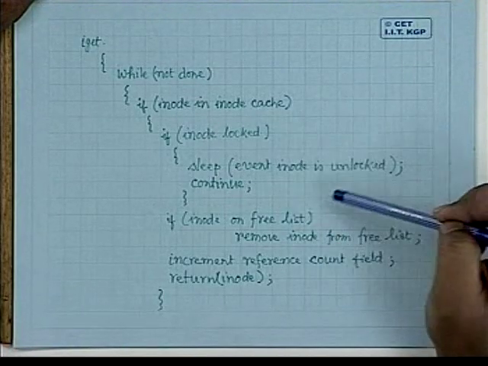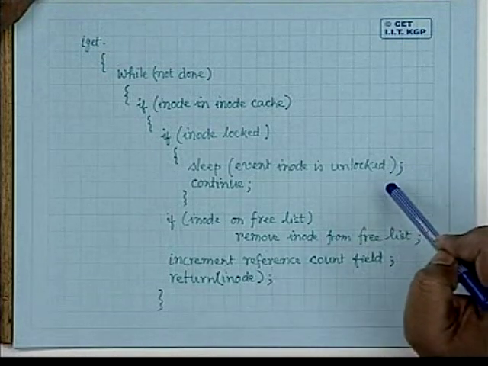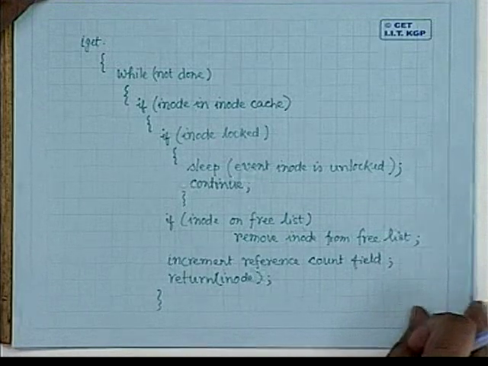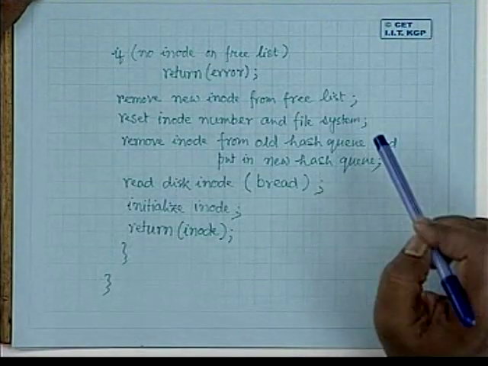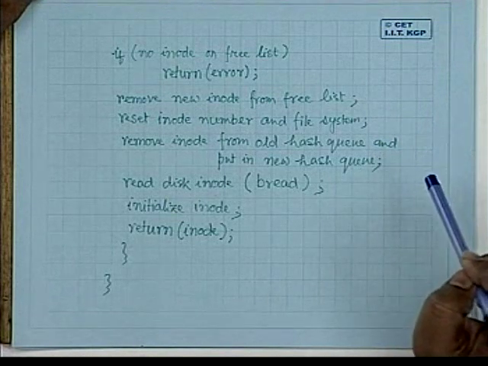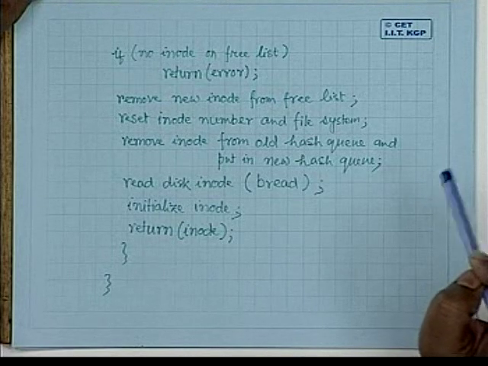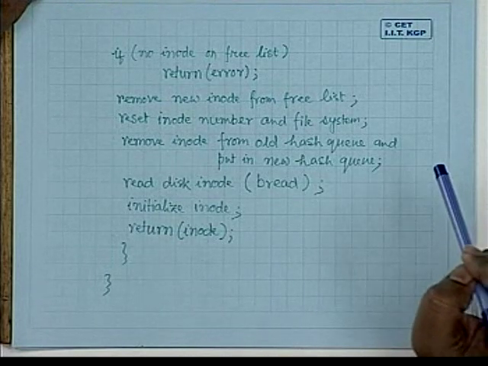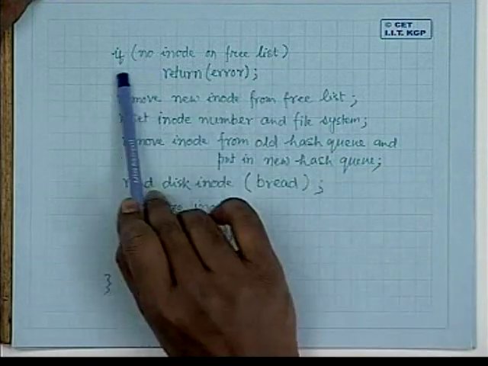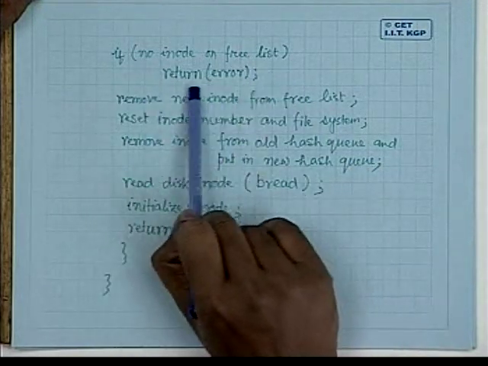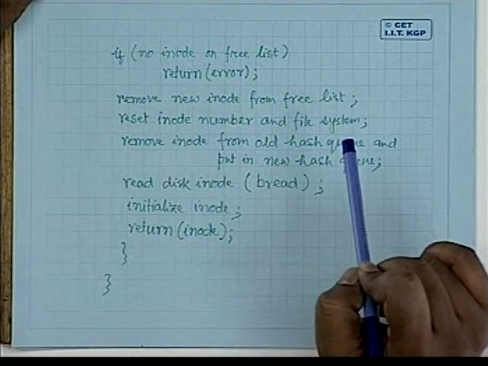If it finds the inode in the main memory, that inode will be returned to the requesting process. In case the inode is not present in the main memory, the system has to find a free inode, in case one is available on the free inode list. If no inode is on the free list, the kernel will return an error message to the process that requested it.